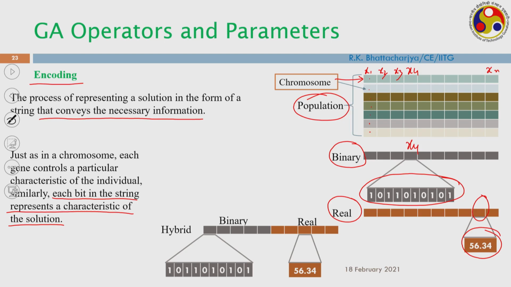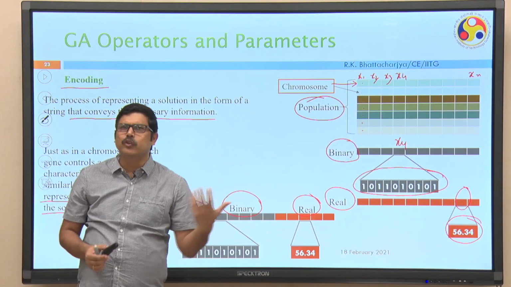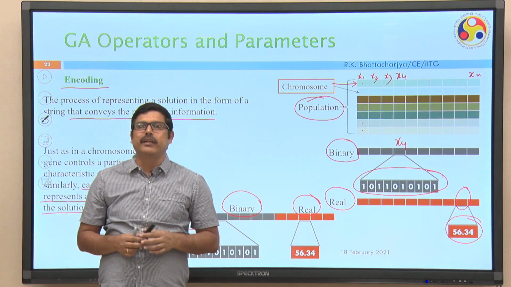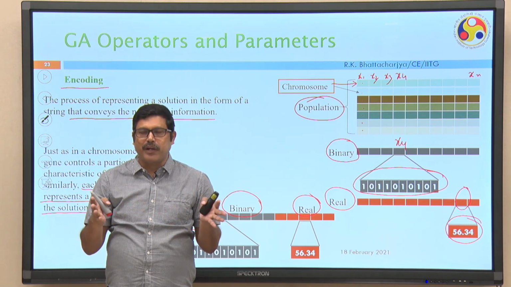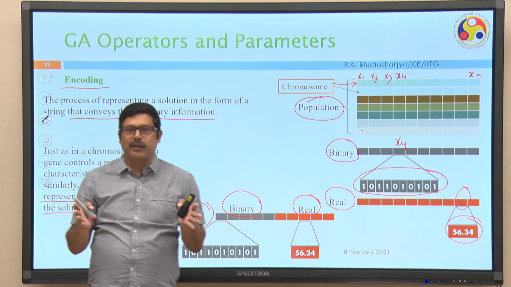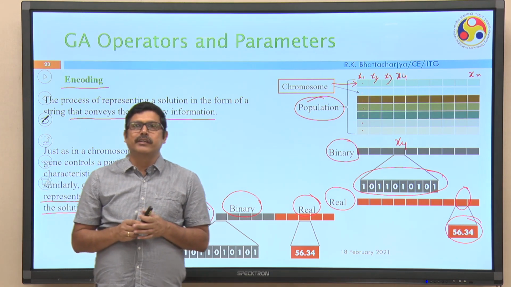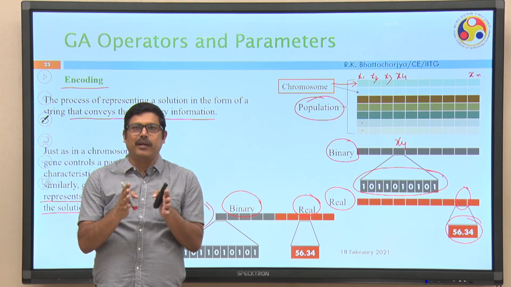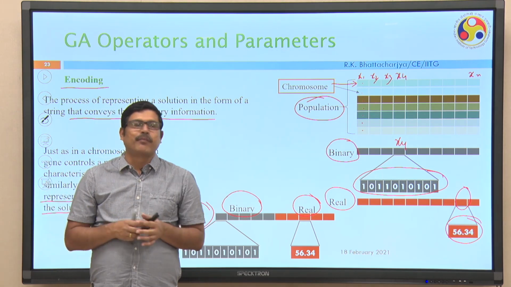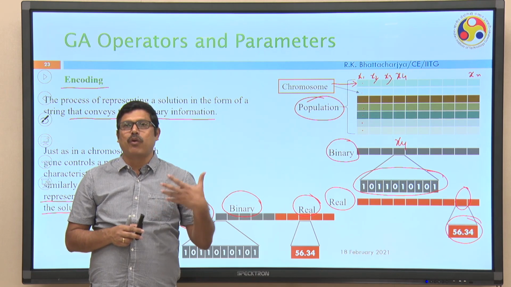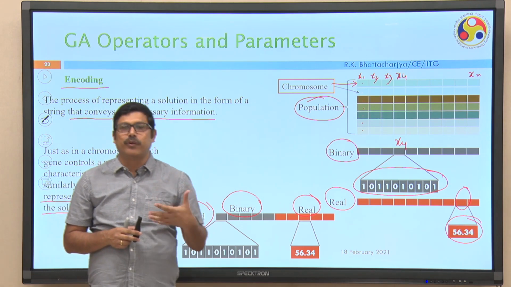Sometimes some of the variables I take as real variables and some as binary variables, and in that case this is known as a hybrid string. So, what we have seen here is that I can consider a binary string, a real string, or I can consider that part of the string is real and part of the string is binary. If you are using binary, we call it binary coded GA.